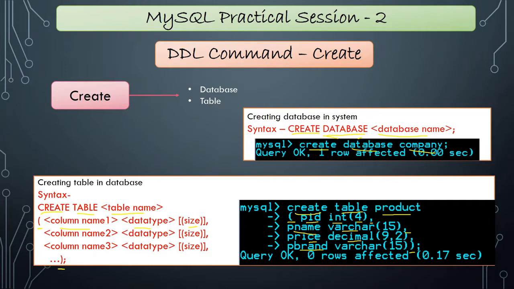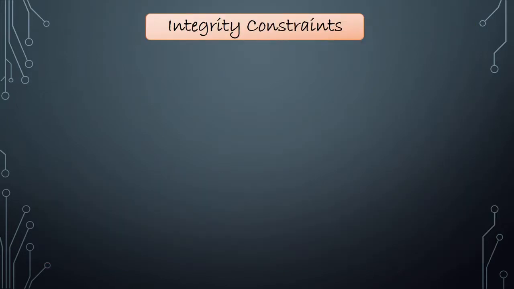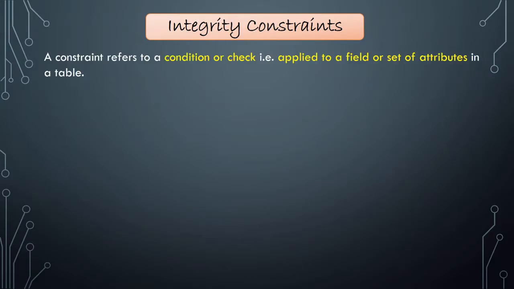If I'm entering 11 again and again and again, it will take it, because we do not have any condition to check whether product ID 11 has been entered or not. So for that, we need integrity constraints. Basically, what is an integrity constraint?